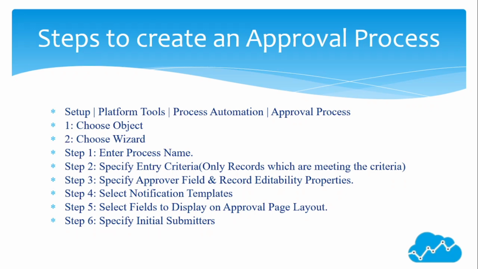Step 1, enter the process name. Step 2, specify entry criteria, so only records which meet the criteria enter the process. Step 3, specify the approver field and record editability properties. Step 4, select notification templates. Step 5, select fields to display on the approval page layout. Step 6, specify initial submitters.